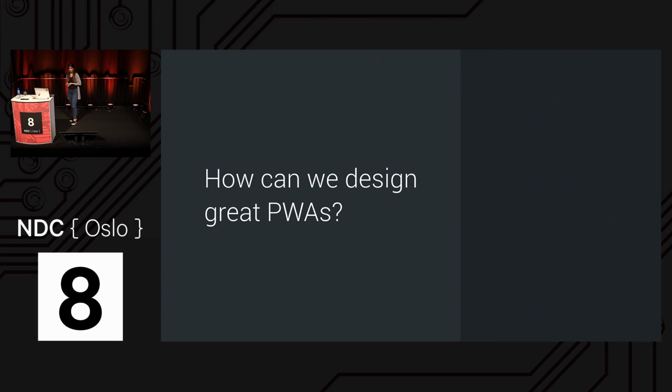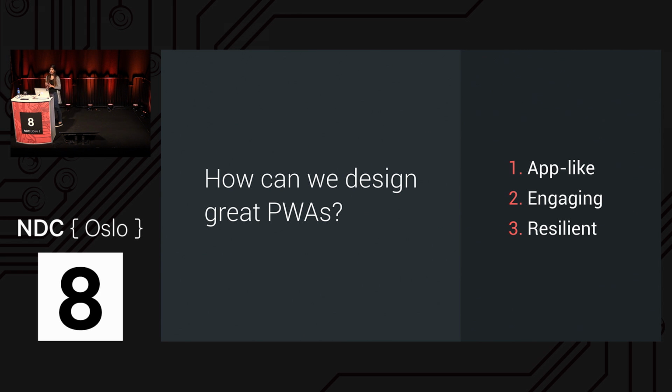So now the real question is, how can we design great progressive web apps? So let's divide the three most important features of a PWA. A PWA is app-like. It should feel like a native app that is local on your phone. A PWA is engaging. It should be responsive with the user's input and very fast. And a PWA is resilient. It's reliable. It works perfectly with any internet connection. So throughout this talk, I'm going to give you some UX and technical recommendations to make great progressive web apps.